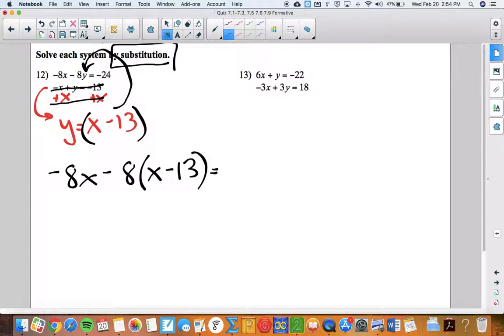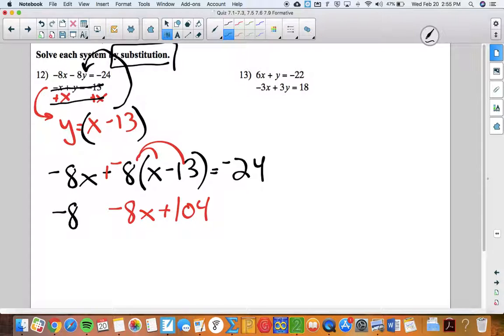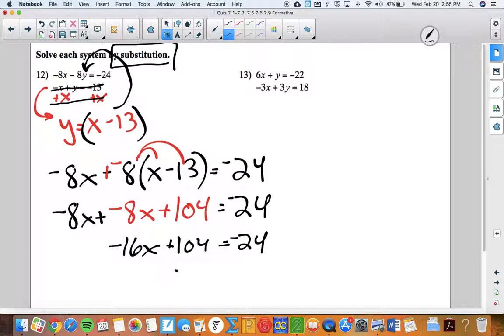Now I'm going to have to distribute that negative 8 through here. And if you don't think this is a negative 8, it is. Add the opposite. Keep, switch, flip. Careful, negative times a negative gives you a positive 104 there, I think. And then just bring everything else down. So we get negative 16x plus 104 equals negative 24.